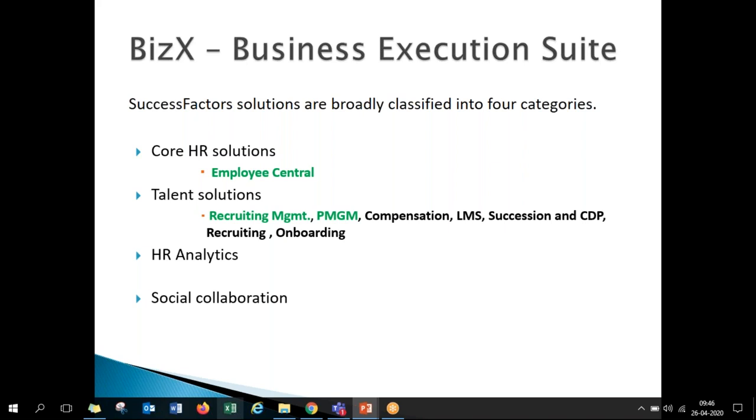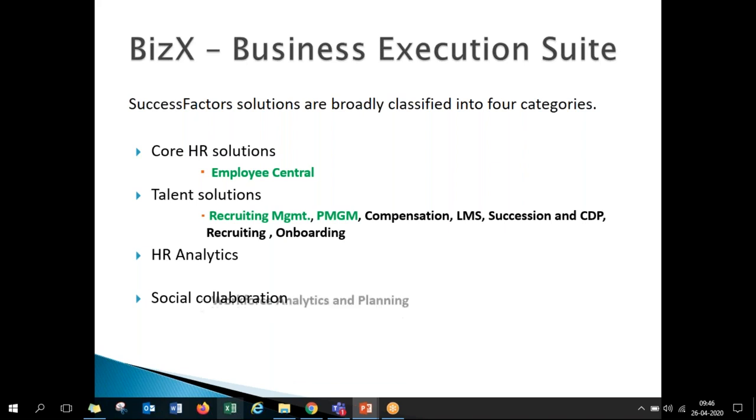The second category, talent solutions, is what made SuccessFactors a global market leader for a period of 10 years. Since 2002 to 2011, what made SAP recognize SuccessFactors is this set of modules. Of course, in 2012, SAP introduced Employee Central in SuccessFactors, and today it is again a most significant module.